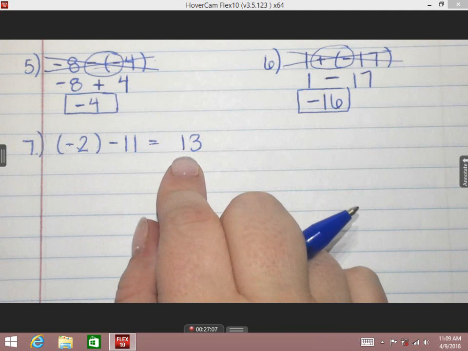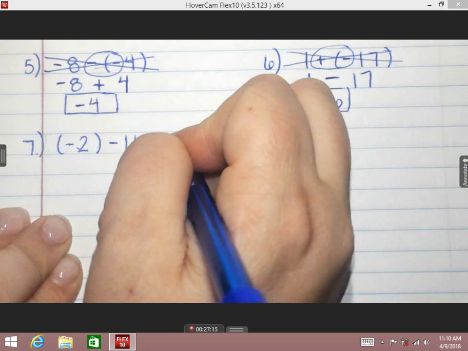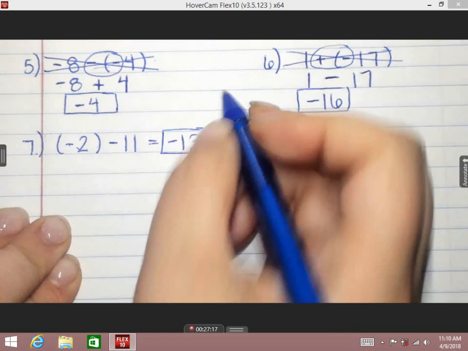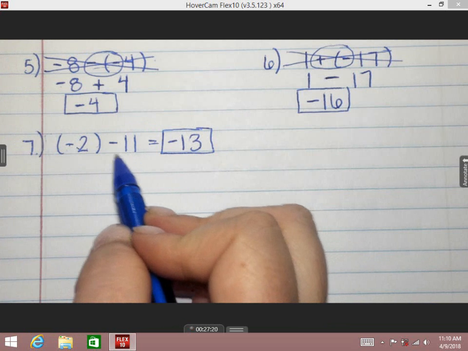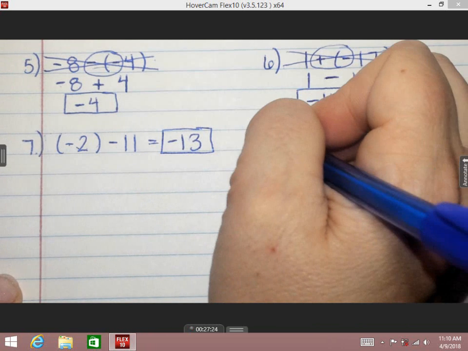And once I get that answer, so I get 13, now I can look at the sign that I need. All right, what sign do I need to go with that 13? What sign do I need, Ashaya? A negative. Why? The biggest number is 11, and it's a negative. Very good.